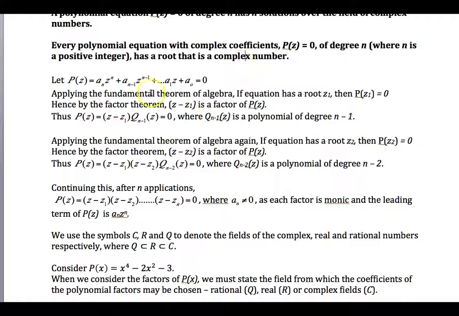Okay? Hence, if Z1 is a root of this polynomial up here, then Z minus Z1 would be a factor. Remember that sort of stuff? All right, so therefore that polynomial in Z can now be written as Z minus Z1, I've taken a factor out, times some polynomial Q sub n minus 1, meaning its highest power is only going to be n minus 1 because I've got one factor there, one solution of Z.